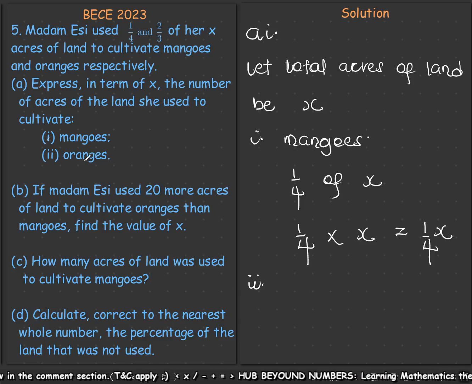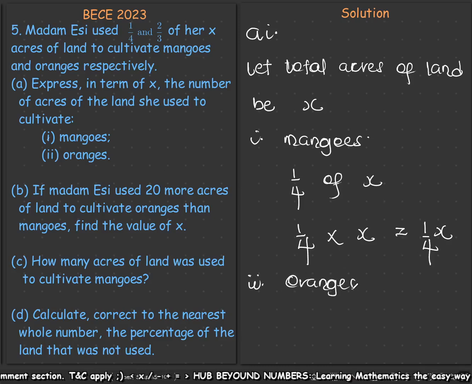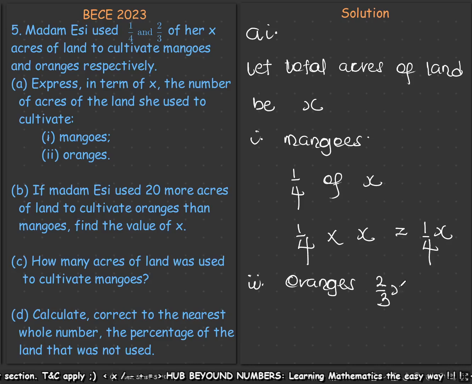Now the second one says orange, so it's the same thing. For oranges, she used 2/3 of X, so that is 2/3X, as simple as that. Now let's start with B.